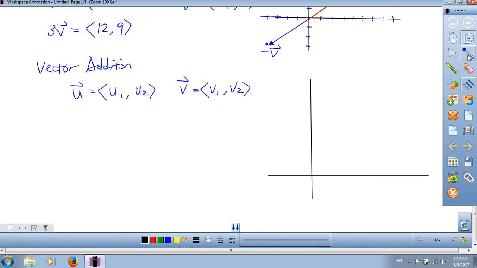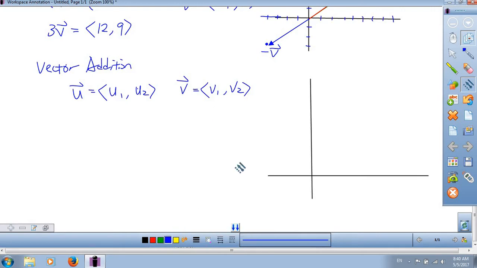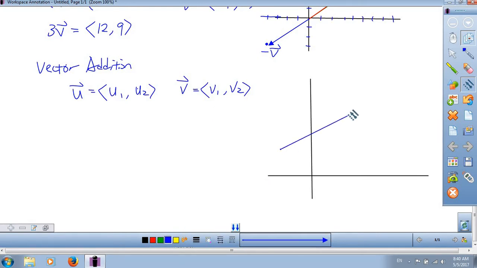So graphically, let's just go ahead and do two vectors. I'm just going to use blue here. Let's say this is vector u, and let's say this is vector v. So this is u, this is v. How do I add them together?